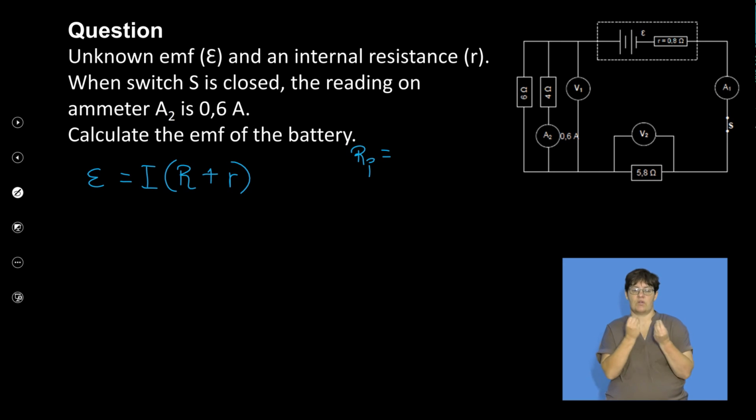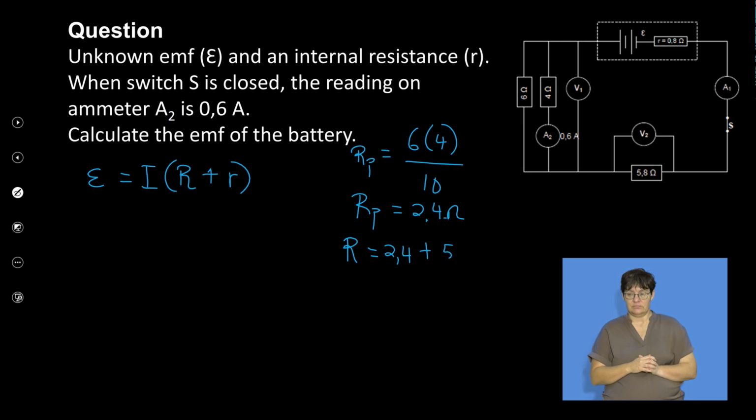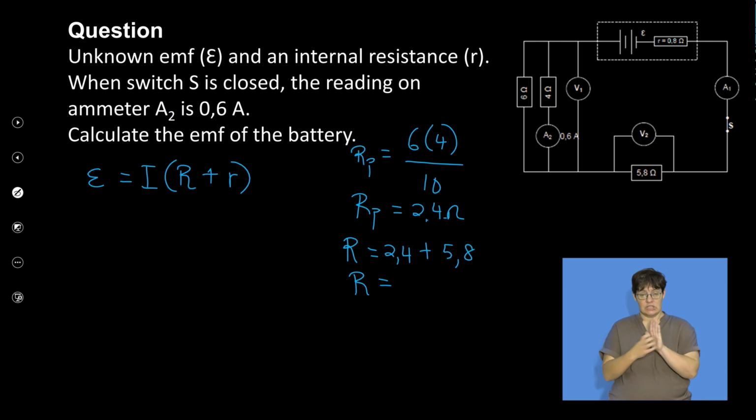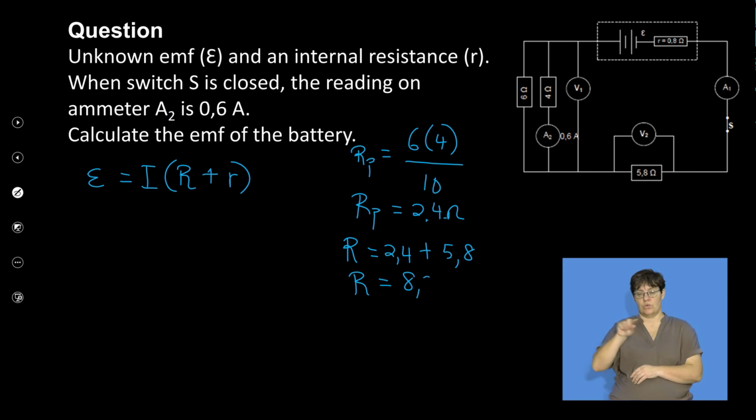So we can use product over sum: 6 multiplied by 4 divided by the sum, which is 10, right? So our R parallel is equal to 6 times 4, that gives us 24, divided by 10, which is 2.4 ohms, right? Then the effective resistance in the circuit is equal to 2.4 plus the 5.8. So what do we have? We have 2.4 plus 5.8. This gives us 8.2. That's our external resistance, 8.2 ohms, right?